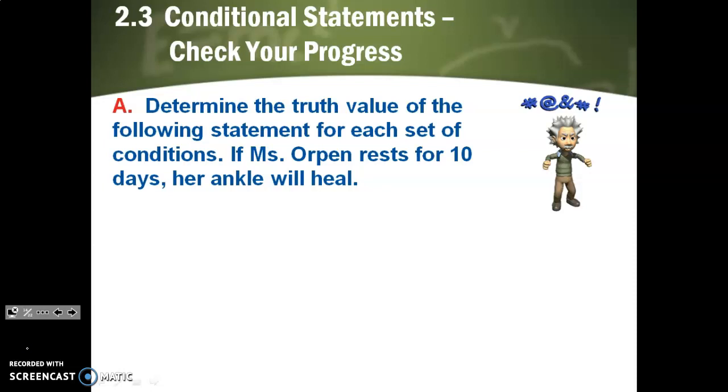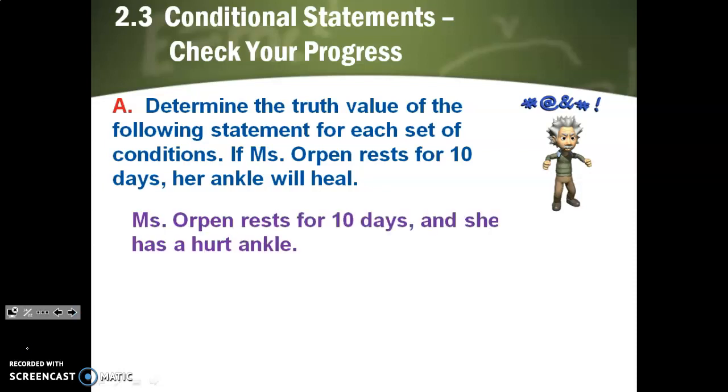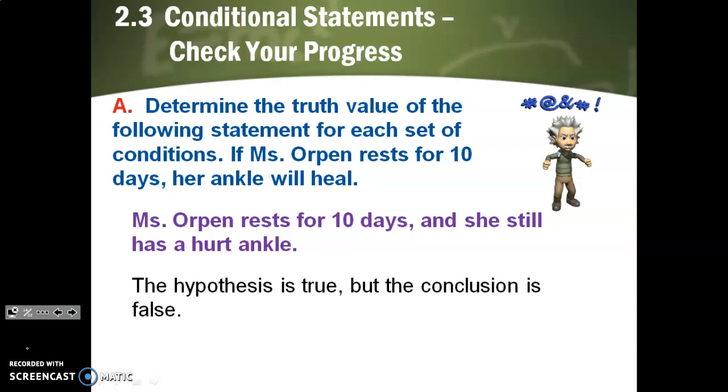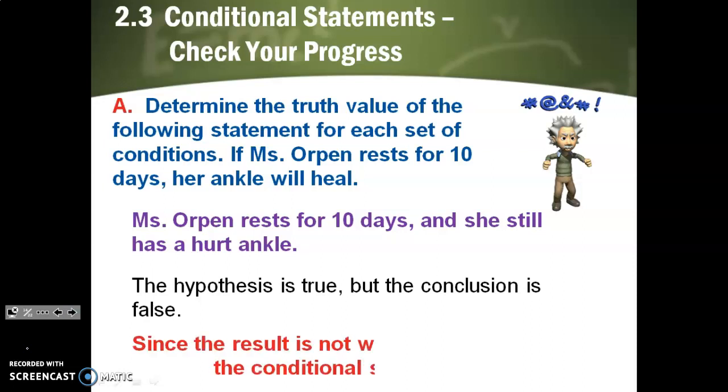So Miss Orpin hurt her ankle. She went to the doctor, and the doctor said, hey, if you rest for 10 days, your ankle will heal, okay? So Miss Orpin rests for 10 days, and she still has a hurt ankle. What's the truth value of that? If that hypothesis, that's true, that one actually matches, she actually rests for 10 days, so then the conclusion should match the same. Well, in this case, it doesn't, so that's where the conclusion is false. So therefore, this is going to be a false result, or not going with our conditional statement.